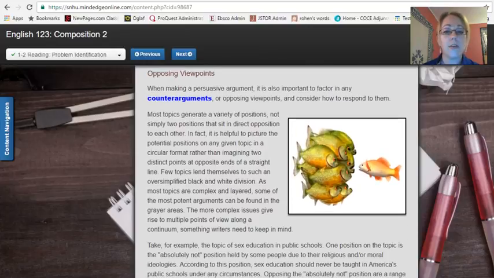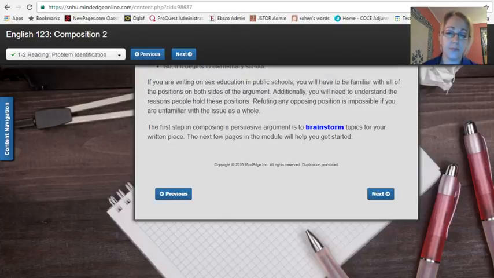If we scroll down, it mentions opposing viewpoints. Remember, in our persuasive paper and our persuasive arguments, we do want to acknowledge the opposing viewpoints. So throughout the term, we will talk about the opposing viewpoints. Additionally, we're going to be using a database called Opposing Viewpoints to support our research as well. Okay, so scroll through, preview your content, hit next, and this is how you go through MindEdge, right?